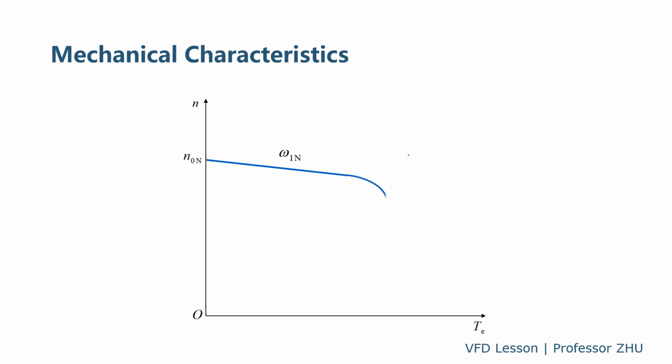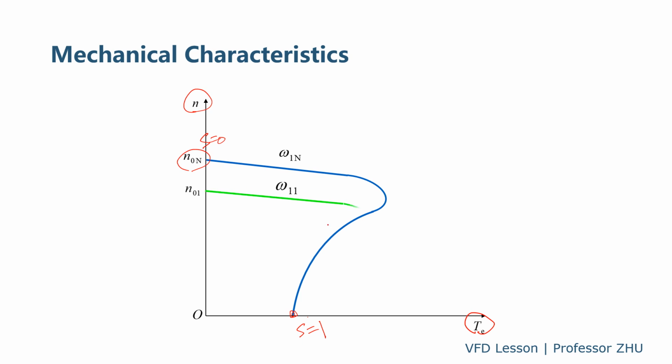So here is the mechanical characteristic of the induction motor. Here's the torque, and here's the speed of the motor. This is the synchronous speed, which means the slip is 0. Here, the motor is at standstill, and the slip is maximum, which is 1. At the rated frequency, the curve is like this.